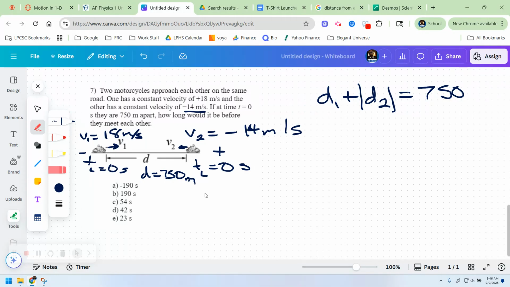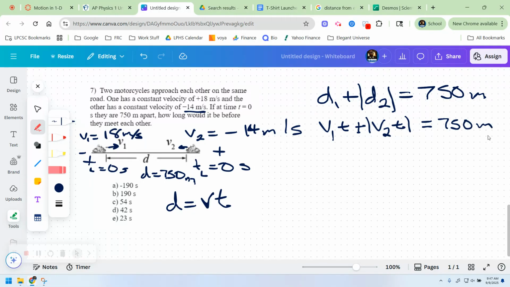750. So then I have to also remember, and this is basically the same problem, that our distance formula is always V1 T1. So now this is the tricky thing. So I'm going to say V1 T plus V2 T, but I'm going to take the absolute value of this one. Okay? Has to equal 750. And so, actually, technically, I could probably, because the time would be the time anyways.